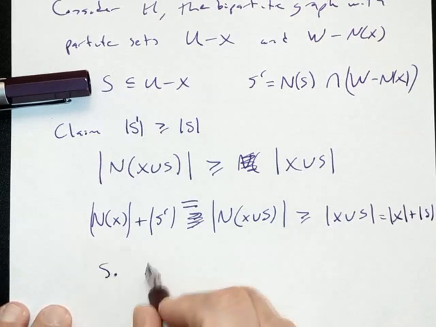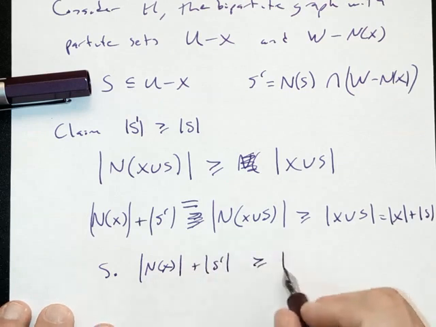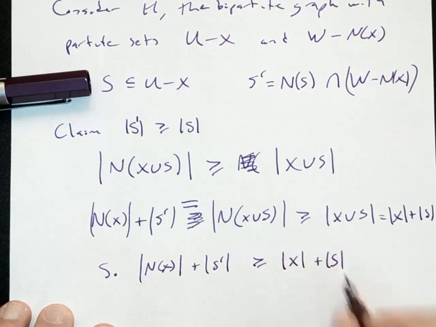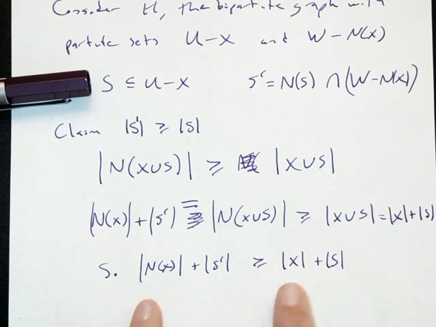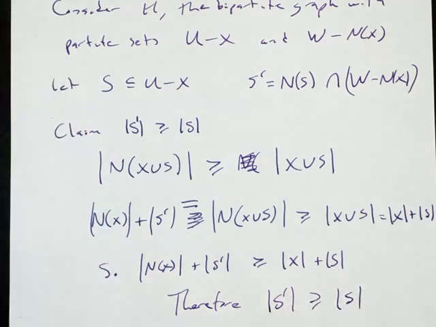Oh, wait a second. Look at the outside edges. So, the size of NX plus the size of S prime is bigger than or equal to the size of X plus the size of S. What do you know about the size of NX and the size of X? Those are the same. Therefore, the size of S prime is bigger than or equal to the size of S, which is exactly what I claimed, isn't it?